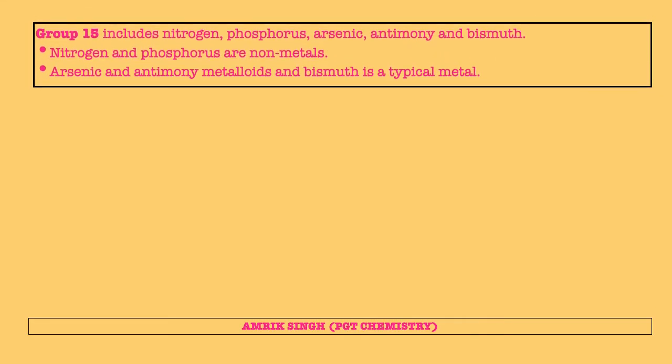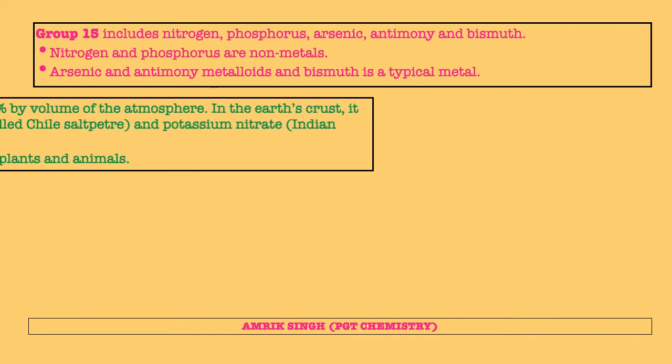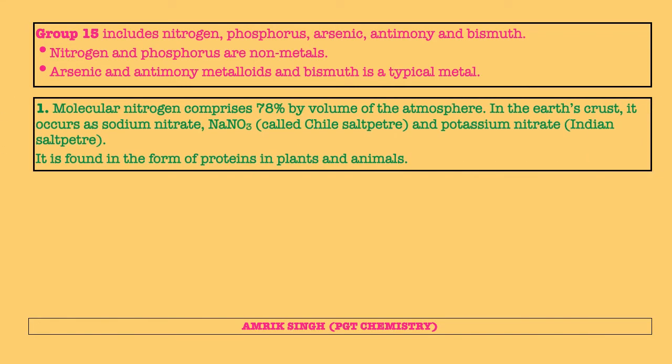Group 15 includes nitrogen, phosphorus, arsenic, antimony, and bismuth. Nitrogen and phosphorus are non-metals. Arsenic and antimony are metalloids, and bismuth is a typical metal. First point regarding these, molecular nitrogen comprises 78% by volume of the atmosphere. In the earth's crust, it occurs as sodium nitrate, NaNO3, called Chile saltpeter, and potassium nitrate called Indian saltpeter.